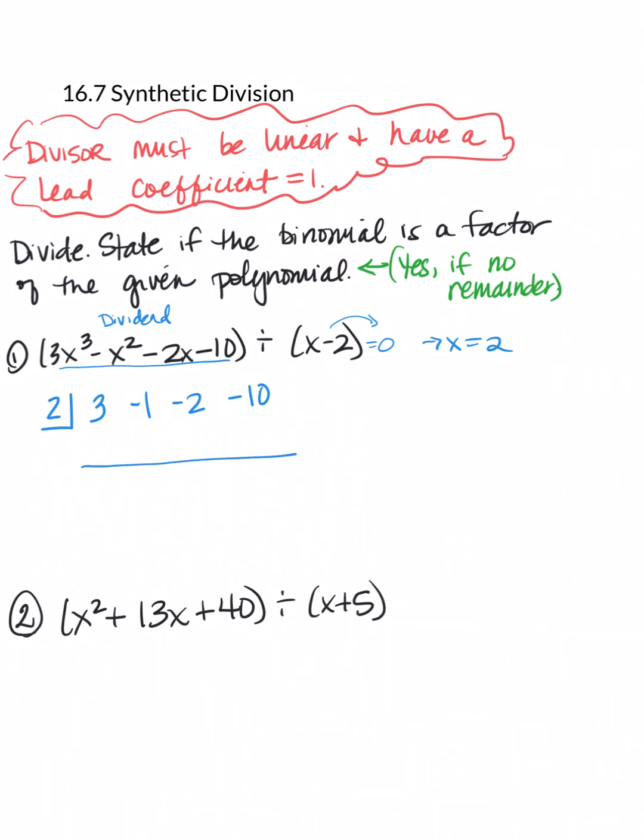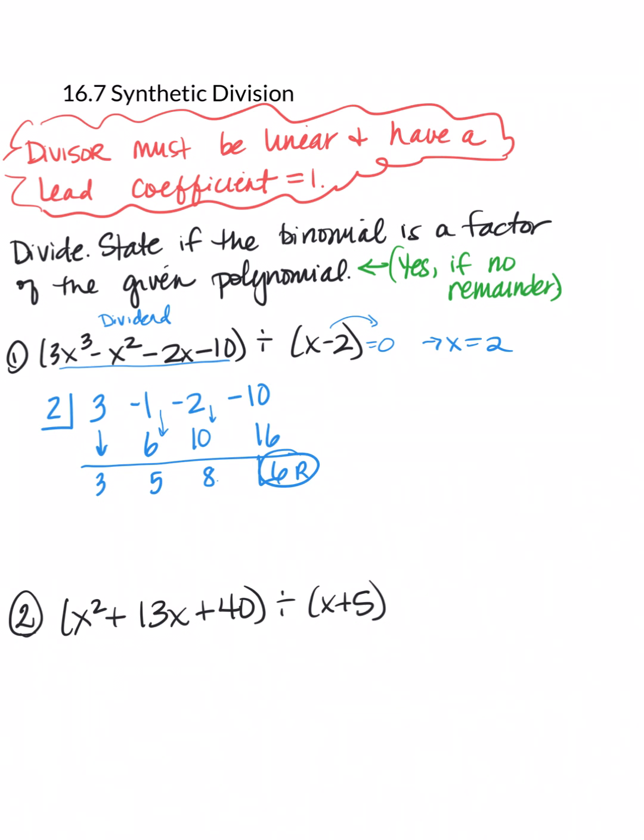And now here's how it works. We drop that first number straight down, and then we multiply. 3 times 2 is 6, and then we add this way. -1 plus 6 is 5. 5 times 2 is 10. -2 plus 10 is 8. 8 times 2 is 16. That leaves me with a 6. All right, so this is my remainder. Whatever I end up with on the back is the remainder.